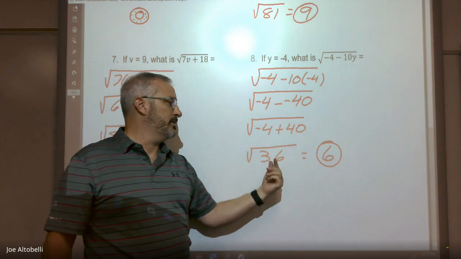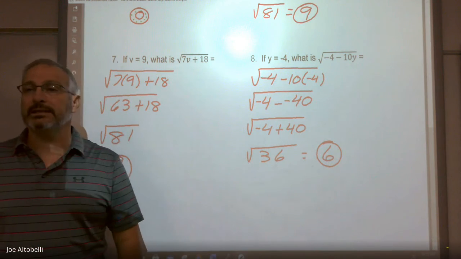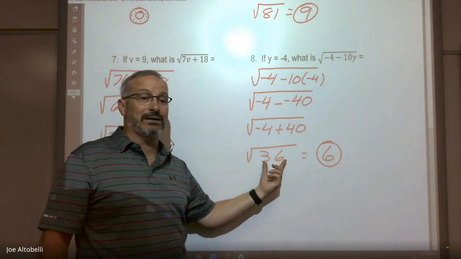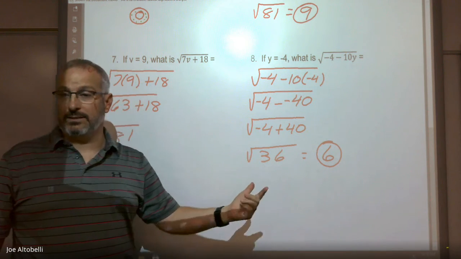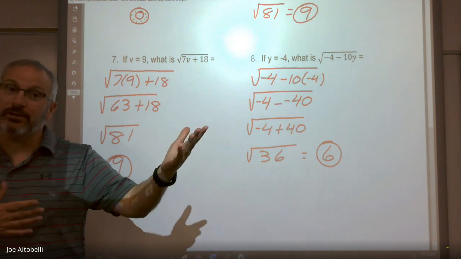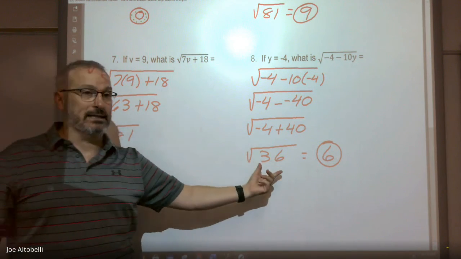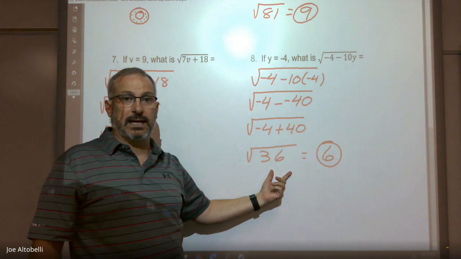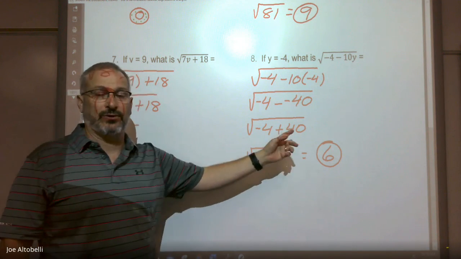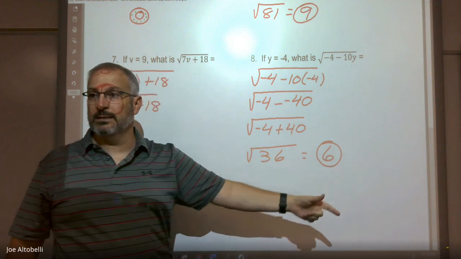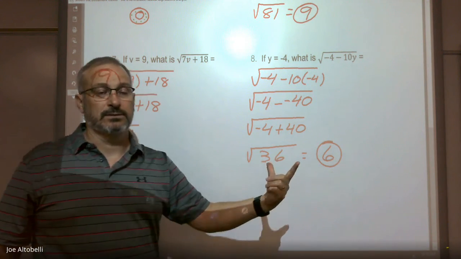And then 36. Also, one thing to know is if you're doing a square root of a negative number, that's called an imaginary number. You're not going to have that in these problems. So if you get negative, you made a mistake. If you had a negative 36, don't think your answer is 6 or negative 6. It doesn't work that way. If you get a negative, you made a mistake.